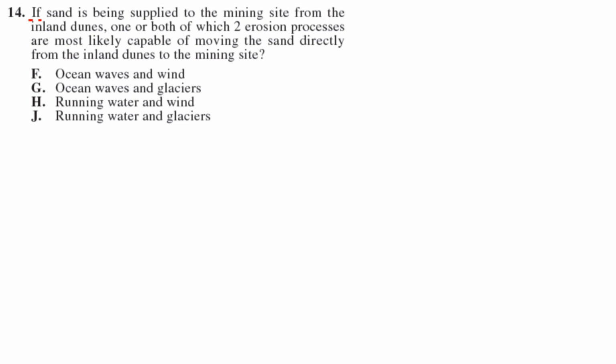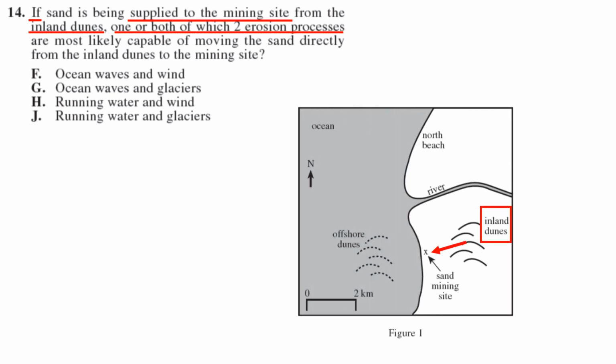Number 14 is an if question, so we have to reason a bit. If sand is being supplied to the mining site from the inland dunes, one or both of which of the 2 erosion processes are most likely capable of moving the sand directly from the inland dunes to the mining site. So we know it's not ocean waves. The ocean waves are not in the inland, right? They're in the water. And there's also no glaciers. So the answer has to be H.